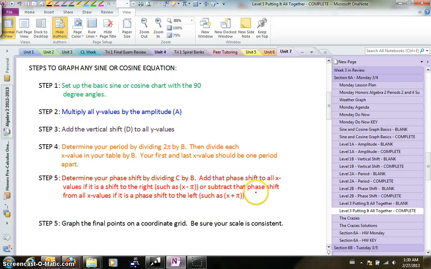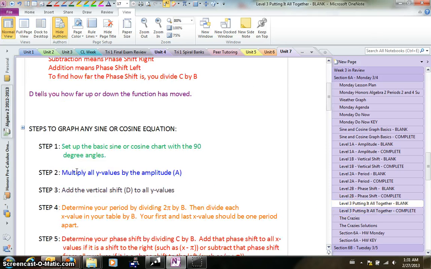So the steps for graphing a sine or cosine equation are here. I'm not going to read them to you. You can read them yourself, but we will go through the steps together. There should not be two step 5s. There's step 6. Let me fix it over here as well.